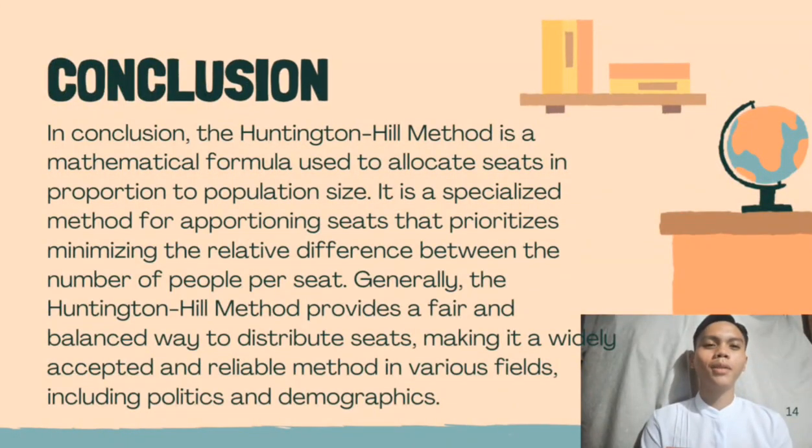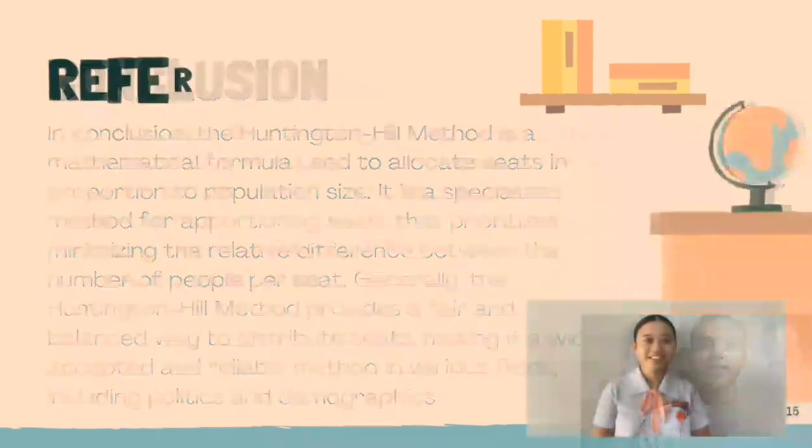Now, we've reached the final part of our presentation. To sum all this up, let's be reminded that the Huntington-Hill method is a mathematical formula used to allocate seats in proportion to population size. It is a specialized method for apportioning that prioritizes minimizing the relative difference between the number of people per seat. And in general, the Huntington-Hill method provides a fair and balanced way to distribute seats, making it a reliable method in various fields, including politics and demographics.